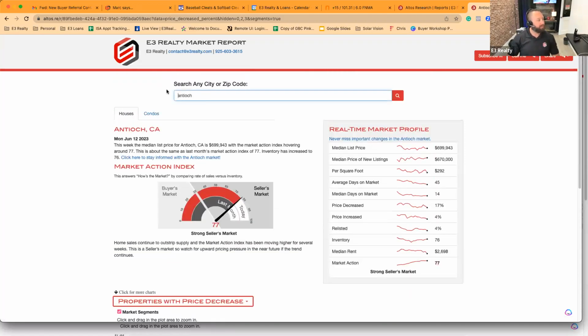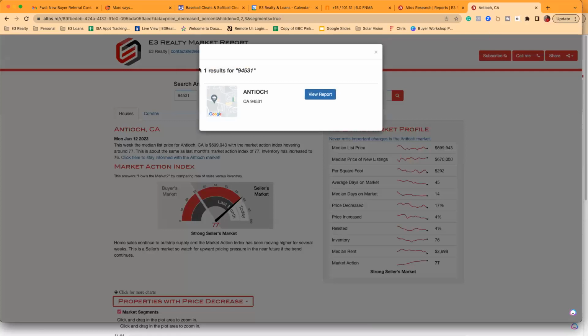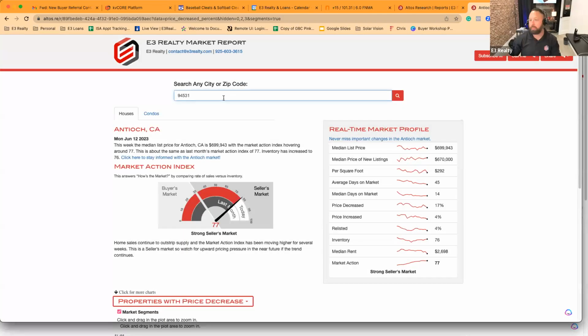What was the other zip code? 94531? Oh, that's in the Antioch area. Oh yeah, give me a San Francisco zip code. You got one?